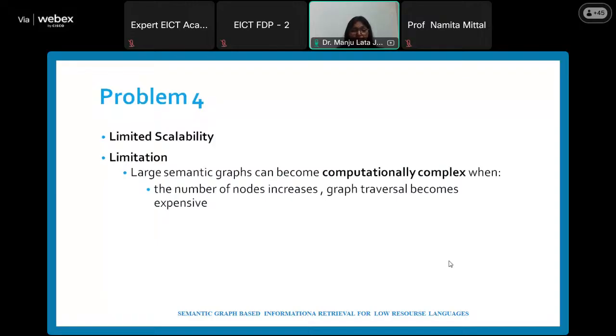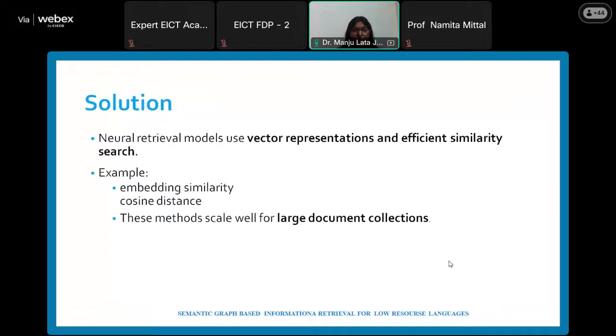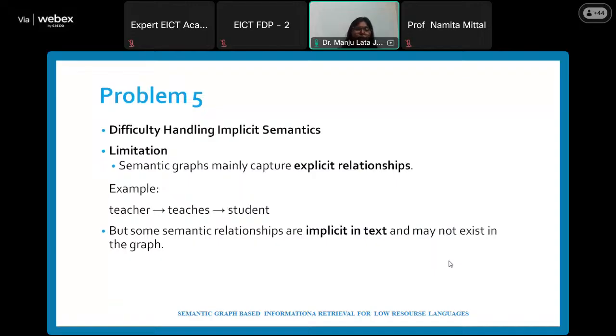The fourth problem is limited scalability. Once you have constructed a graph for a particular purpose, you cannot scale it further. Large semantic graphs can become computationally expensive when the number of nodes increases. Graph traversals become expensive. So that is also a limitation of semantic graphs, and it can be overcome through neural retrieval models, using vector representations in similarity searches. Embedding similarity, such as cosine, we will discuss in neural network architecture. These methods scale well for large document collections.